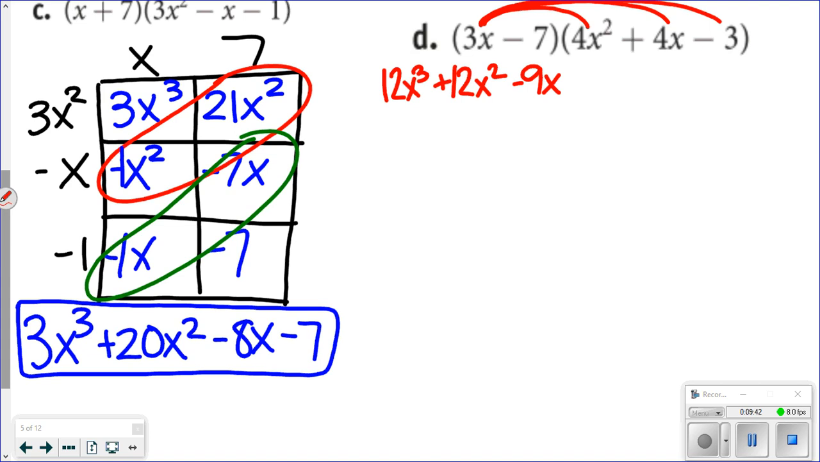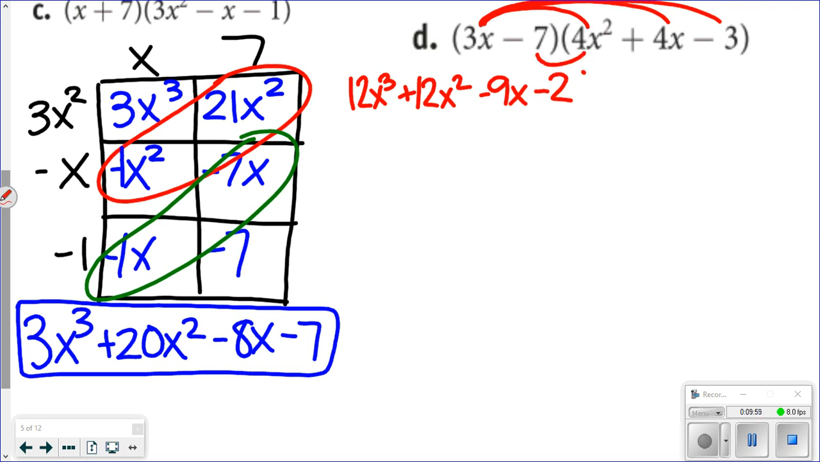And then we need to do the exact same thing with negative 7. We need to take that and distribute that to each term in the second set of parentheses. So negative 7 times 4x squared, negative 7 times 4x. Negative 7 times negative 3.